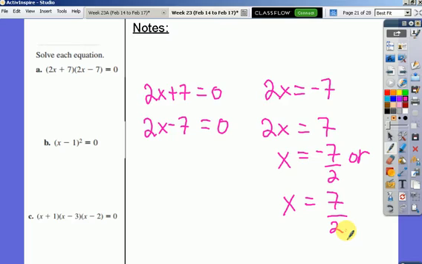Will I get a repeated root for b? Yeah. Why? Well, it's squared. What does it mean for something to be squared again? Multiplying it by itself. What do I notice about my two factors? They're the exact same. So I'm going to get x equals 1 twice. Right? That's a repeated root. It means when we look at this graphically, again, you don't have to know this, but it's going to actually bounce.